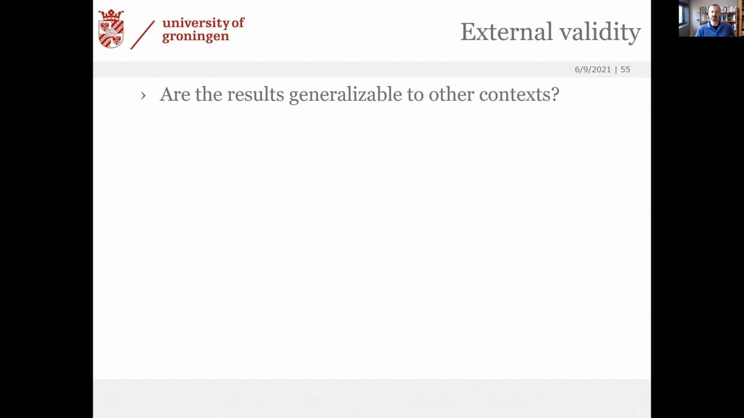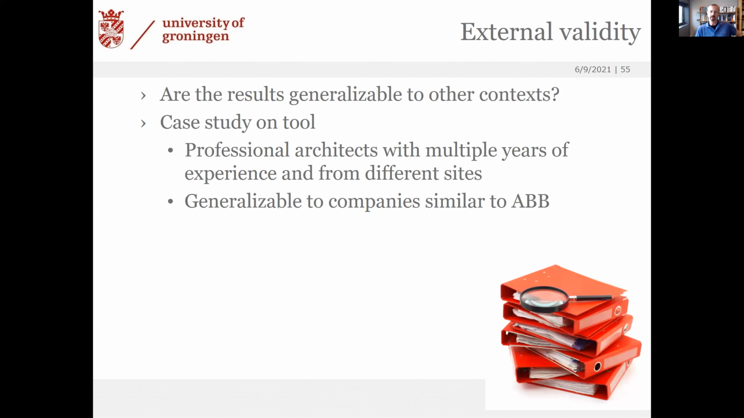External validity asks whether the results are generalizable to other contexts. So I'm looking at a sample and I want to generalize to a population. How far can I do that? If you think about the case study that I showed with the tool that we developed for ABB, we had a number of professional architects, and they had a very nice experience in architecting, in industry, a lot of diversity there. So the sample was actually quite good.